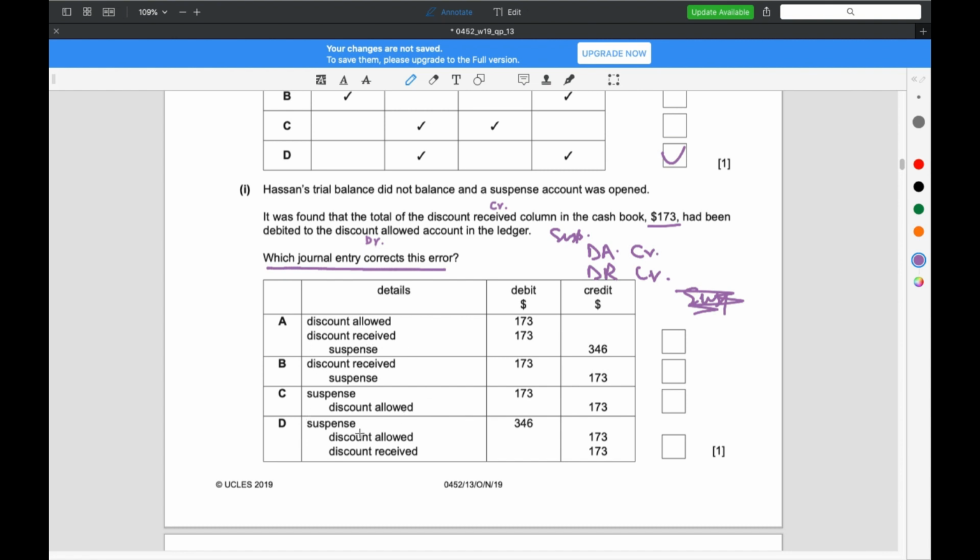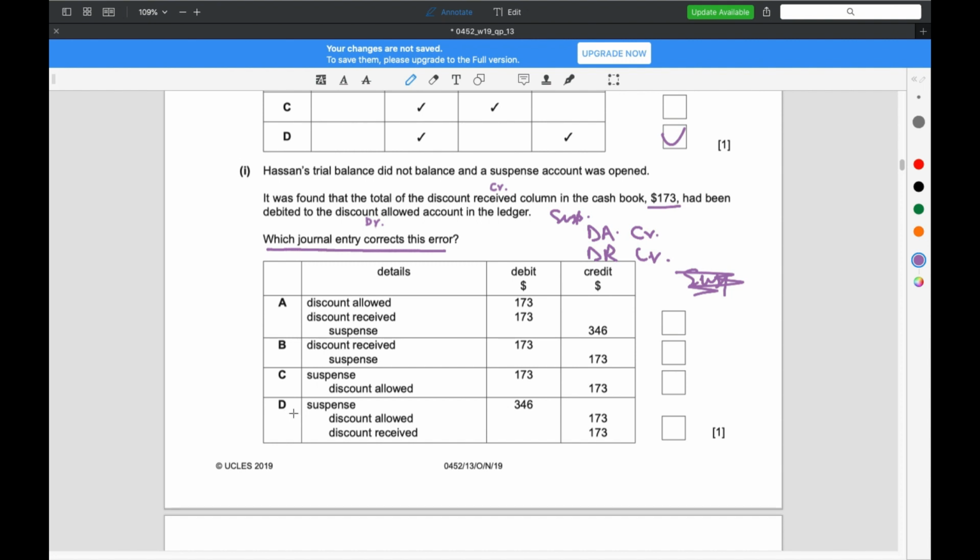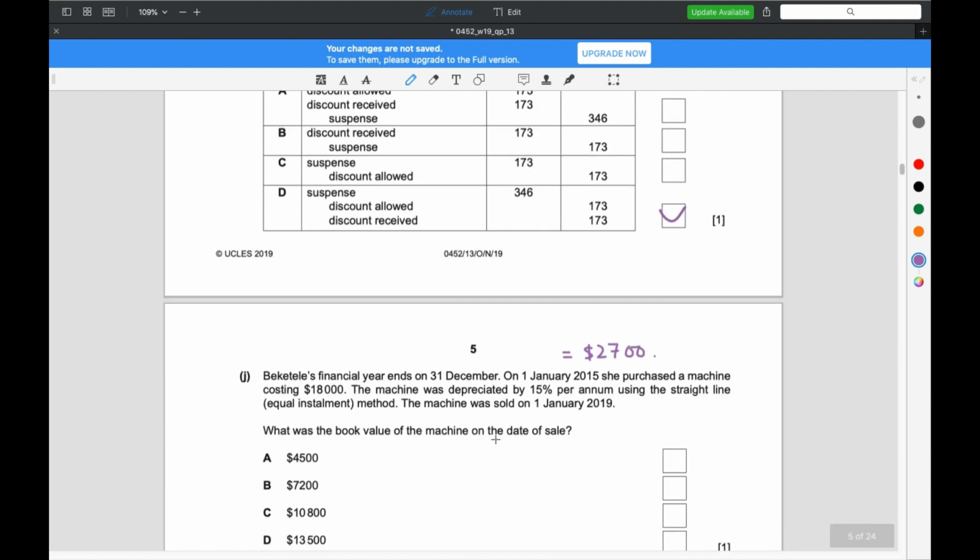So you have to read through the options correctly. The correct option is actually option D.